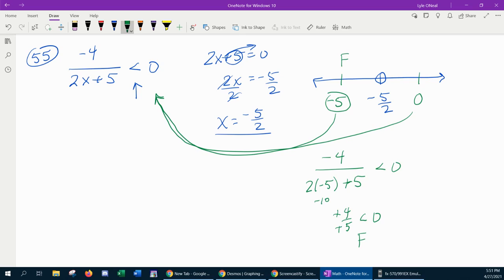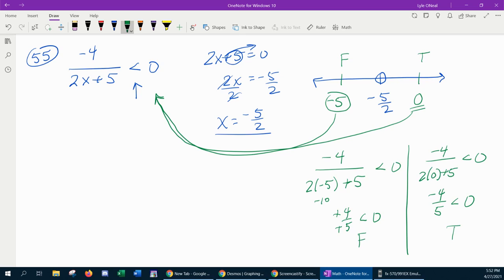Then we're going to test 0. So we're going to plug 0 in. That's going to give us negative 4 over 2 times 0 plus 5. And we want to know, is that fraction less than 0? So these are our two test points being tested. We get negative 4 over 0 plus 5, which is 5. That fraction ends up being negative, and negative numbers are less than 0. So that is a true statement.